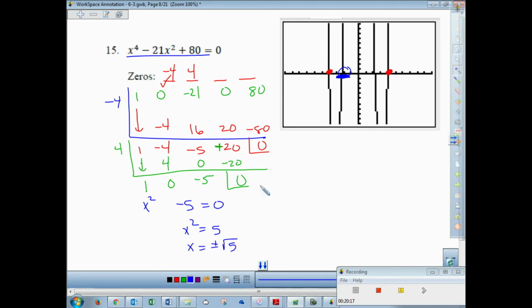Notice they come in conjugate pairs. You get the positive square root of 5 and you get the negative square root of 5. Your irrational roots always come in pairs, and they are conjugates of each other. Different signs.